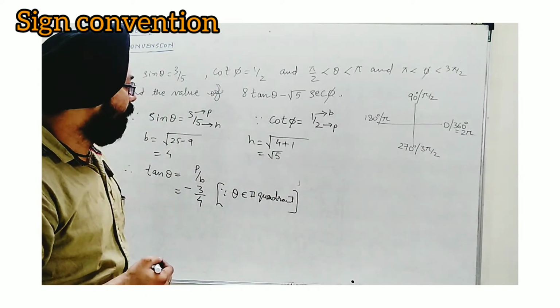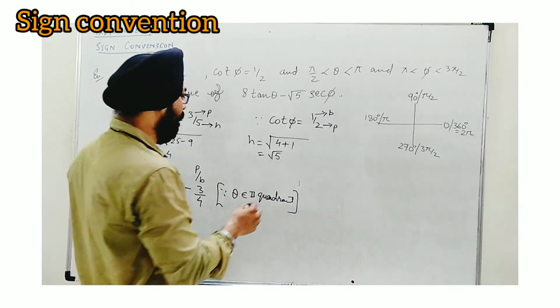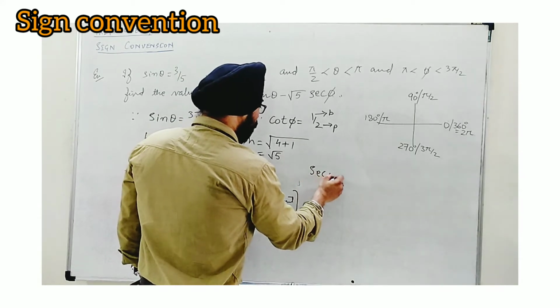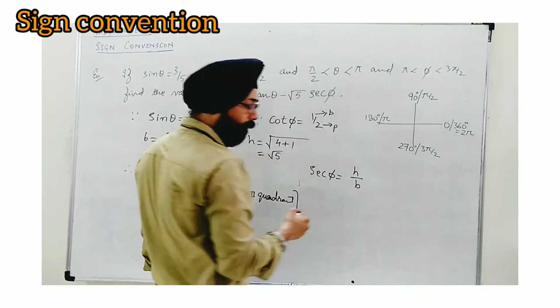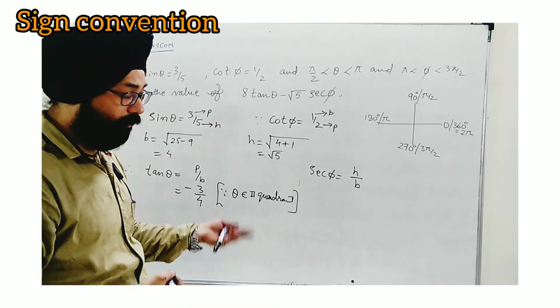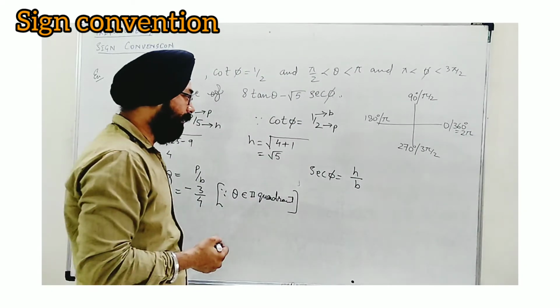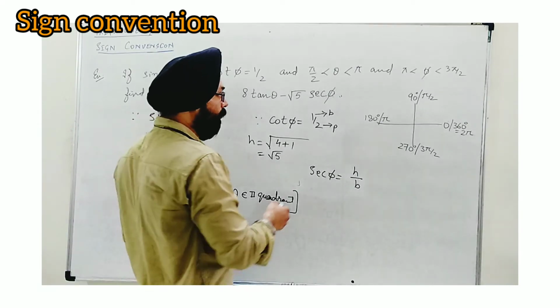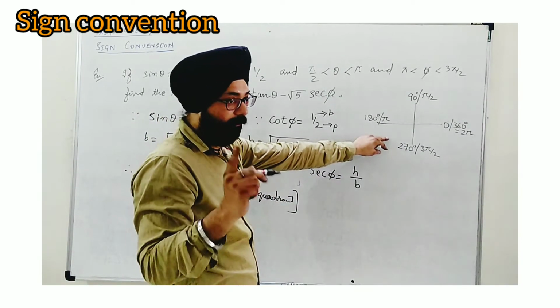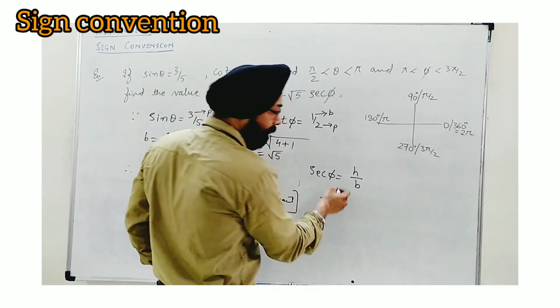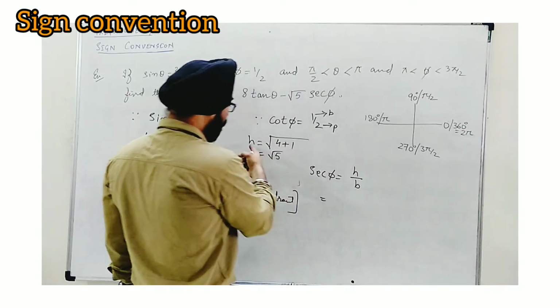As soon as we get the hypotenuse, we can find sec phi here. Sec phi will be h upon b. If you don't know, the reciprocal of cos, b upon h is cos, so h upon b is sec. Now sec phi we have obtained, but we know that phi lies in the third quadrant where only tan and cot are positive. That's why sec will result in a negative value. So we will put the value of h as root 5.